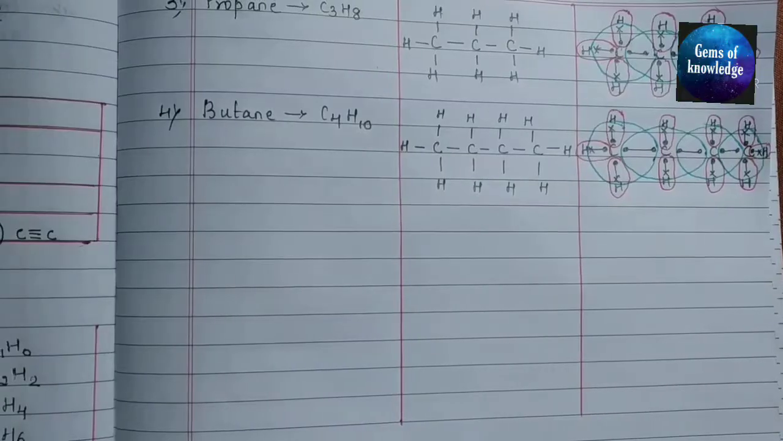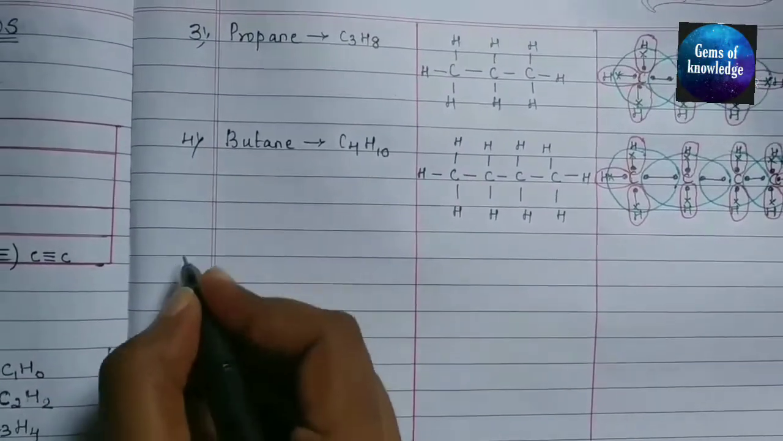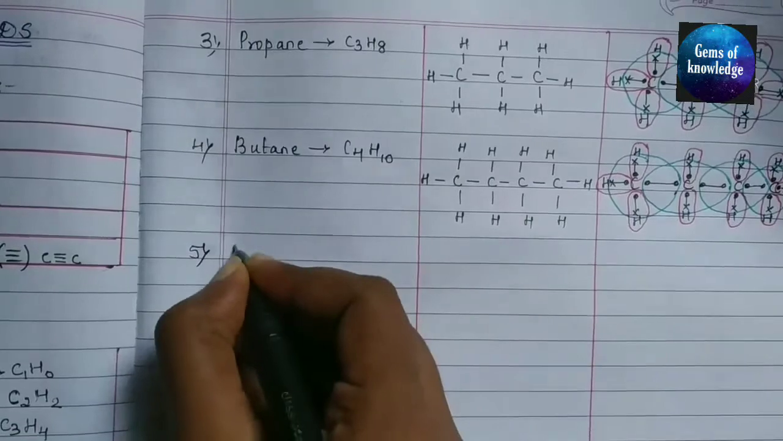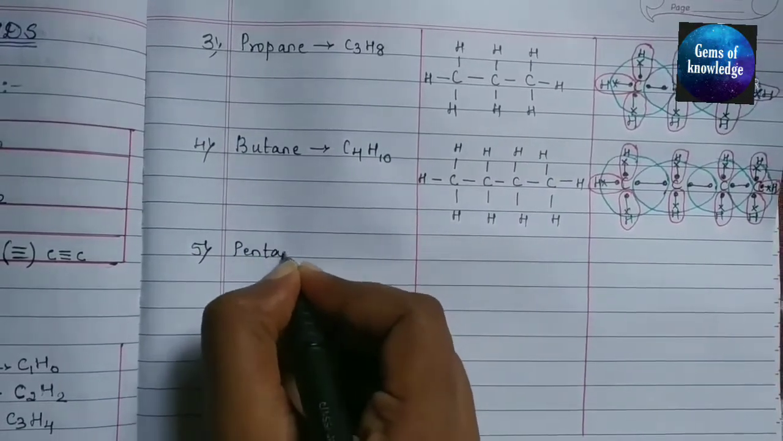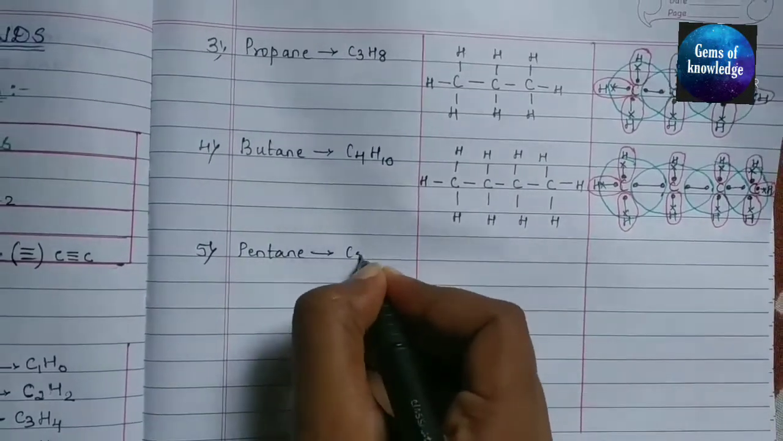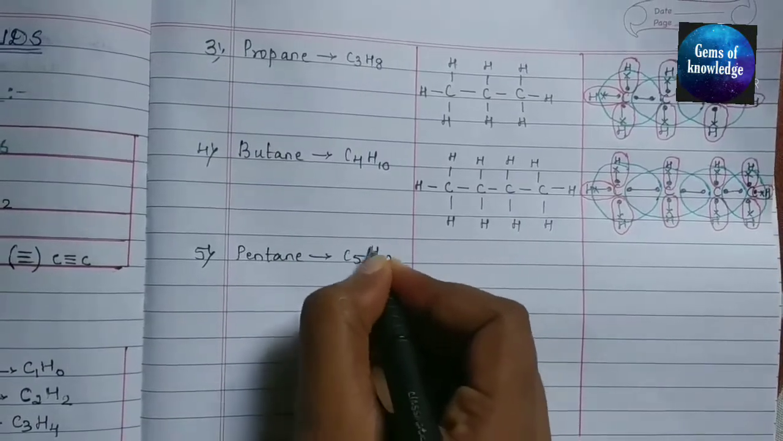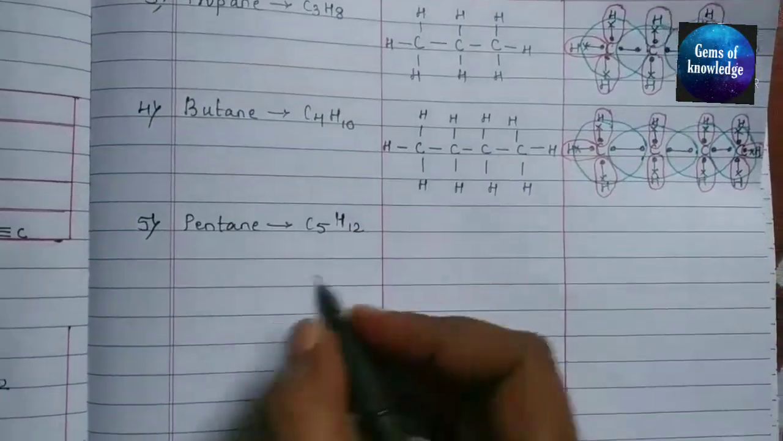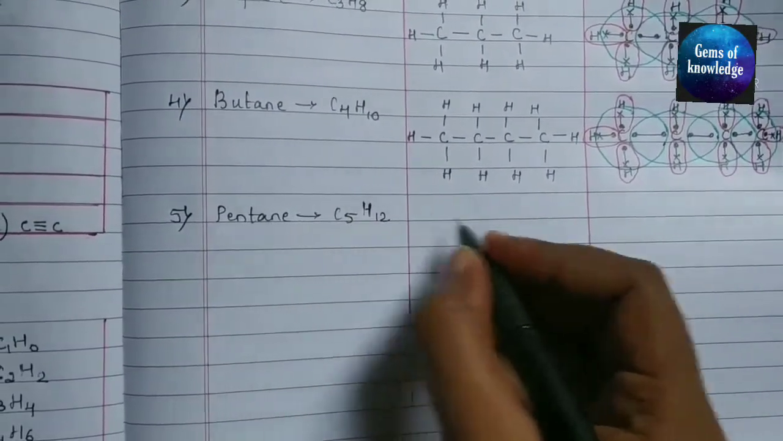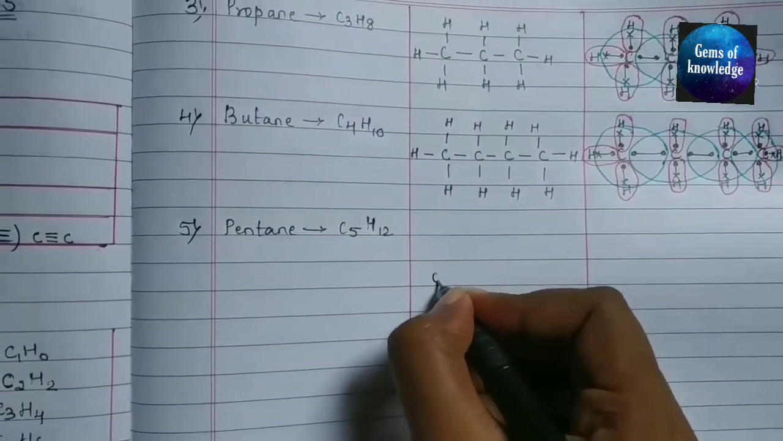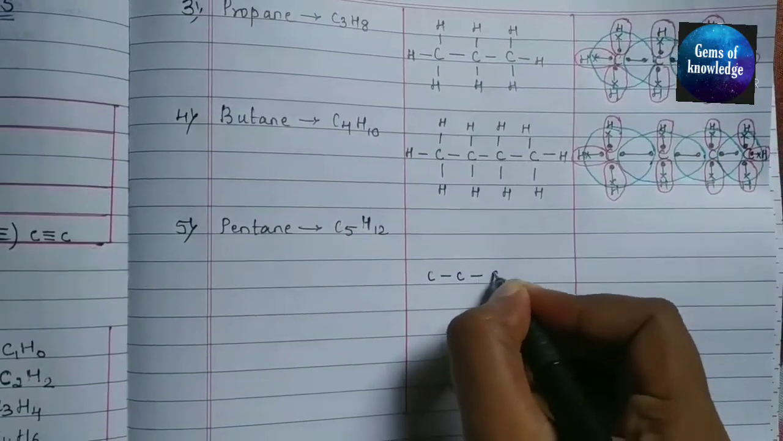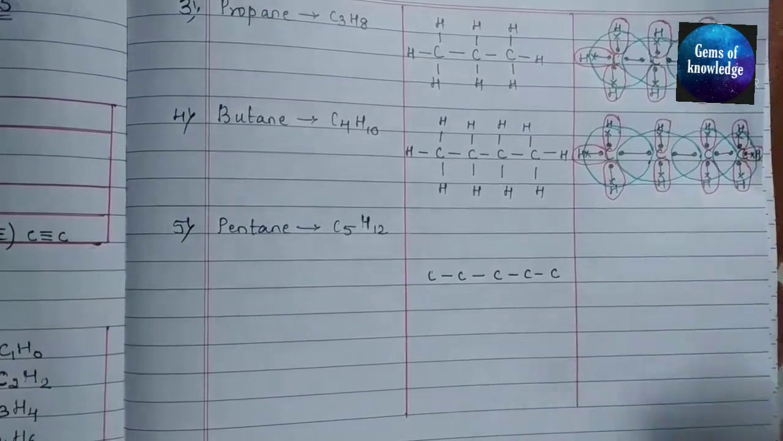Okay, then next comes the fifth one, which is pentane. Pentane is having C5H12. So C is how many times here? 5 times. So 1, 2, 3, 4 and 5 times.